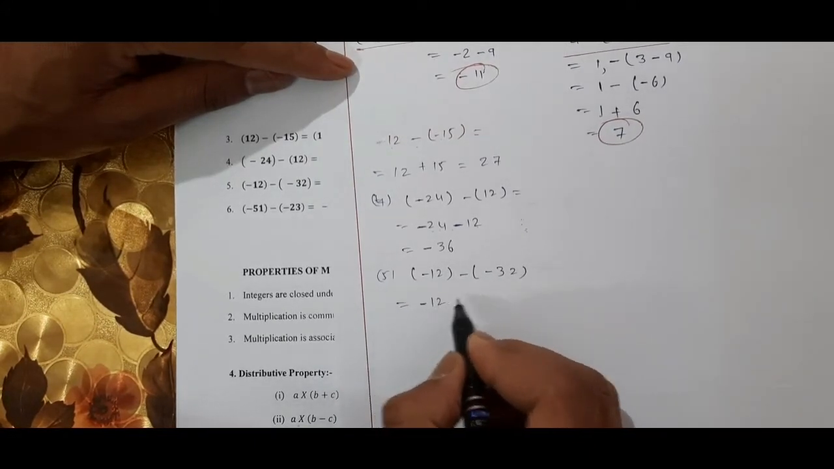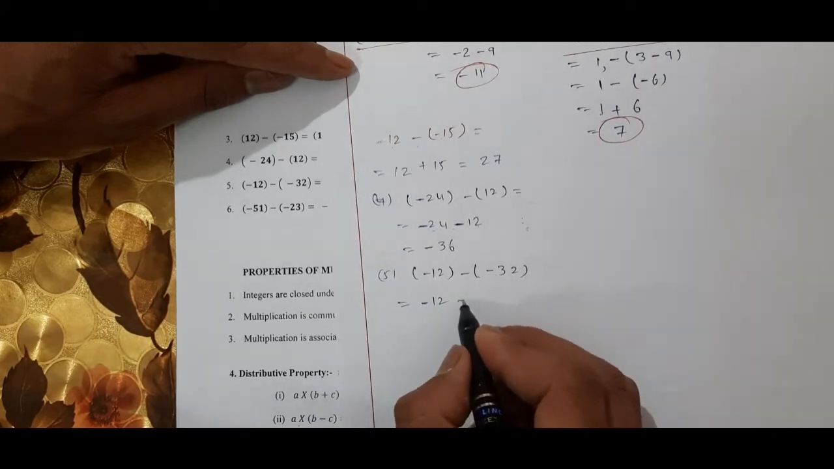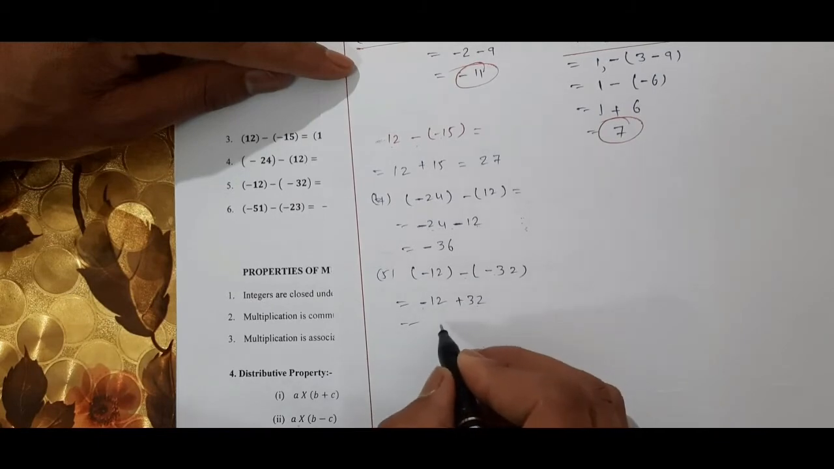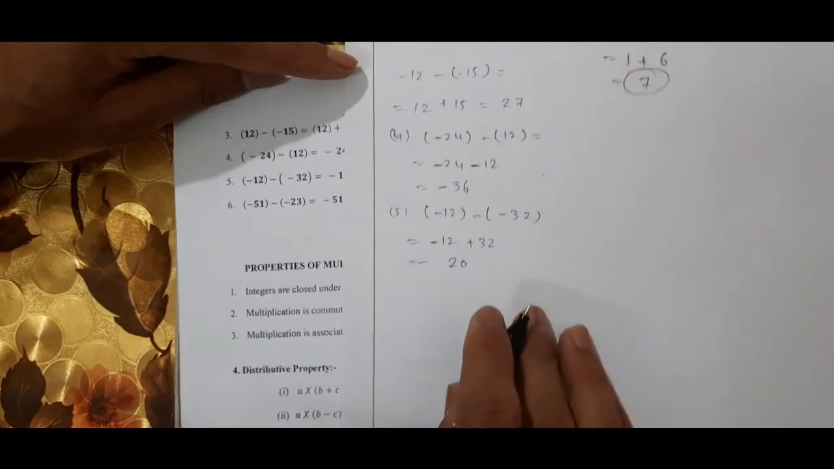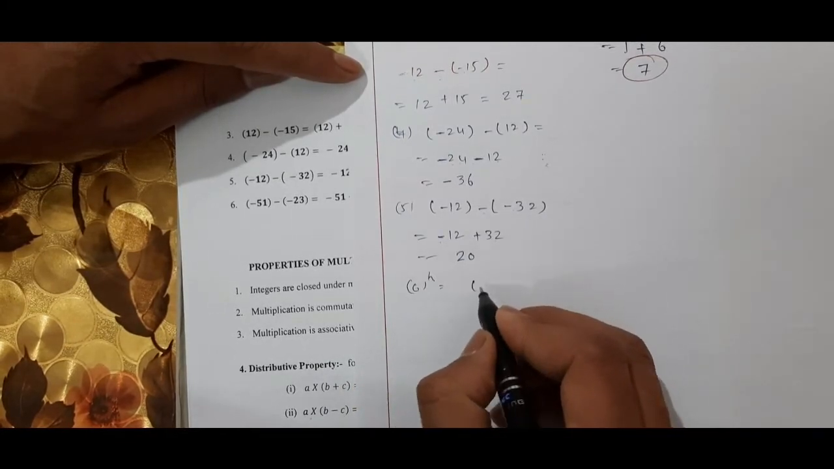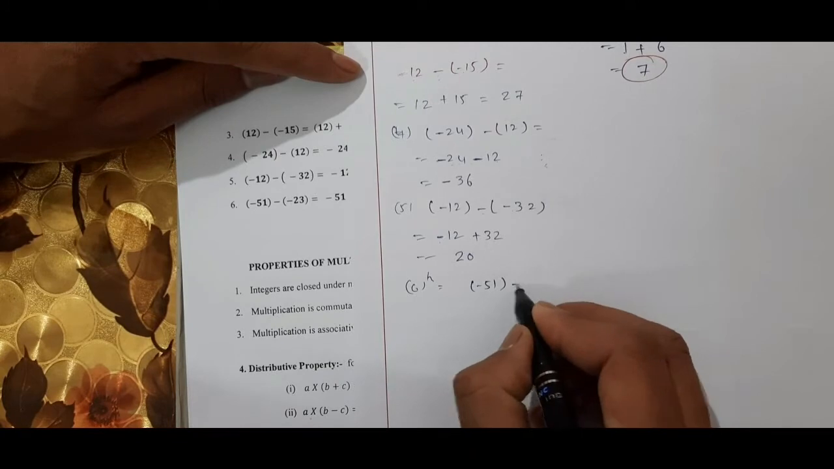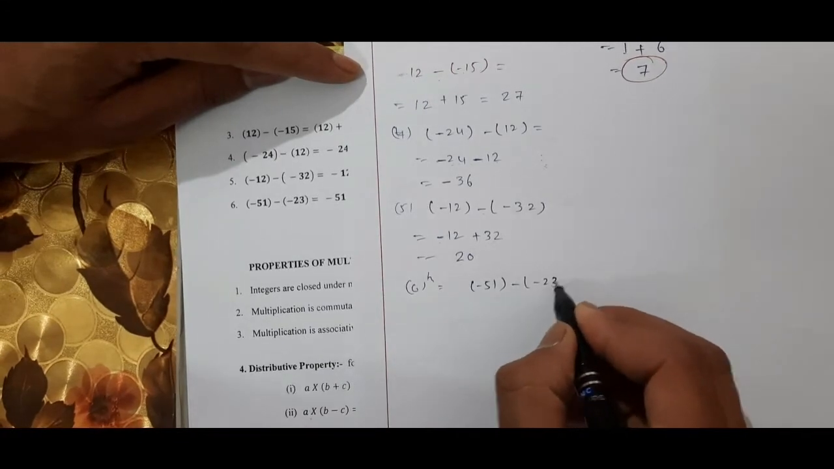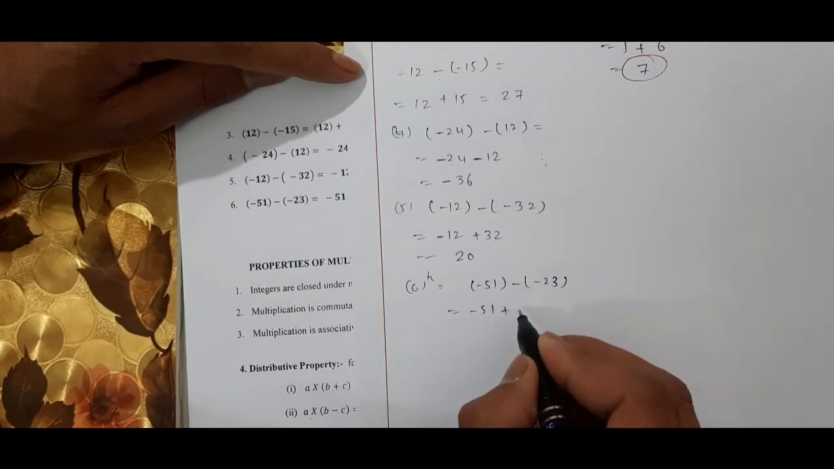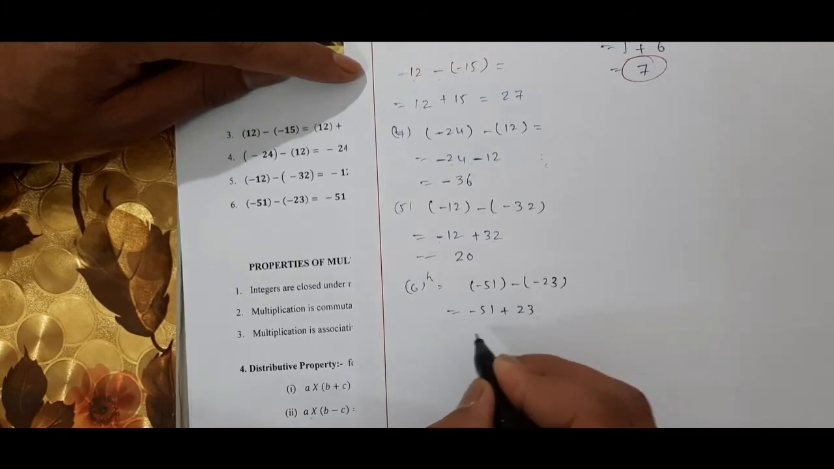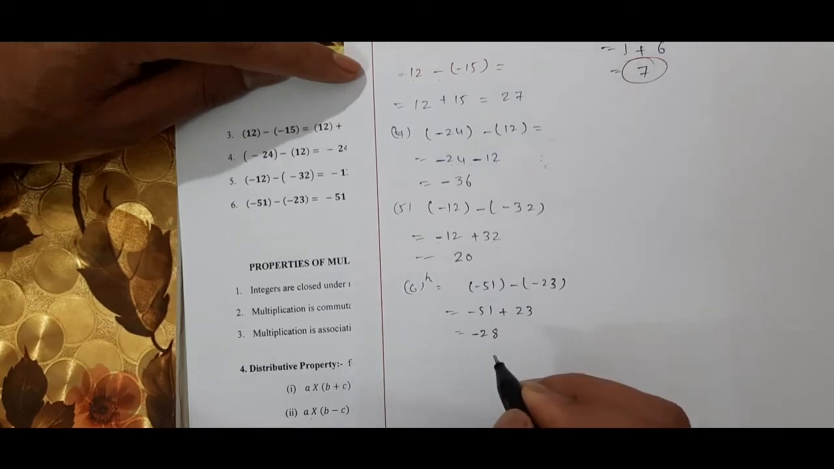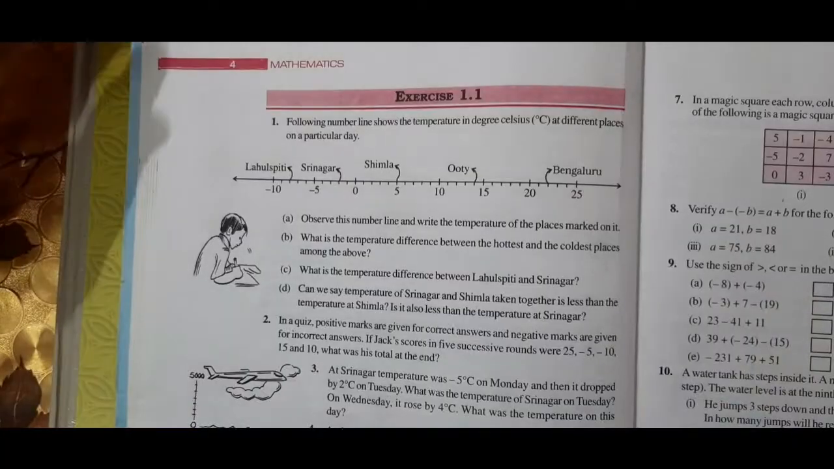Here minus 12, minus minus plus 32. 32 minus 12 is 20. Sixth example is minus 51 and minus 23. Minus 51 minus minus plus 23 is equal to minus 28. Negative means minus 28.